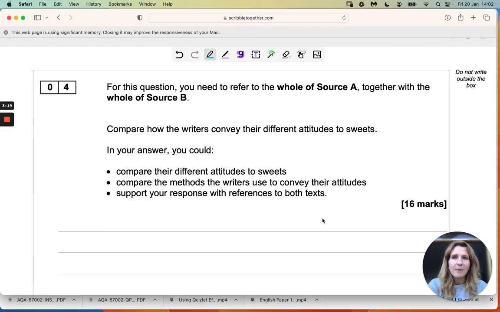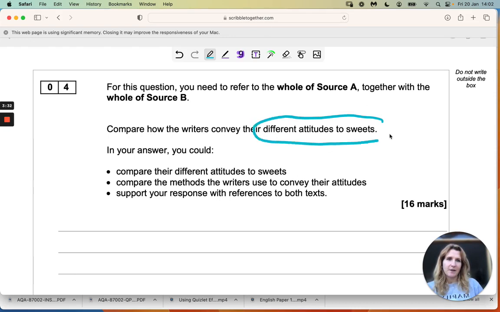So here's an example of a question 4. For this question, you need to refer to the whole of source A together with the whole of source B. Compare how the writers convey their different attitudes to sweets. So we just need to find where it shows how they feel about sweets. Now here is stuff meant to help you. Oftentimes this just overwhelms you more, so let me define what this means. Compare the different attitudes to sweets. Okay, so basically they're just repeating that.